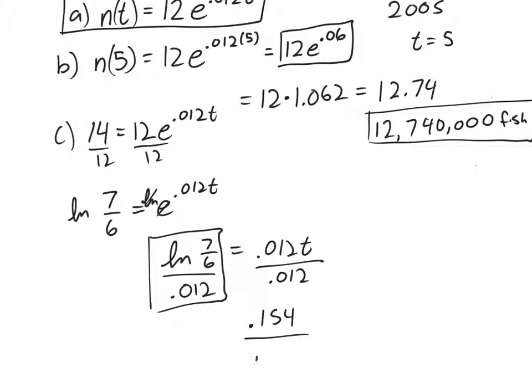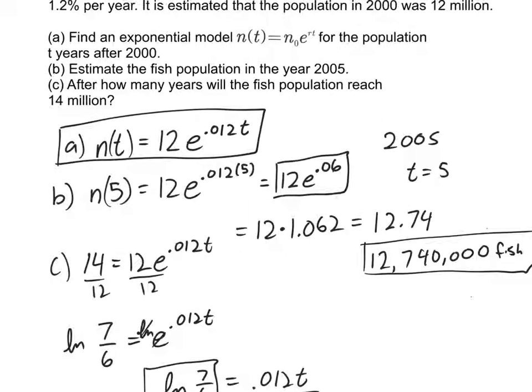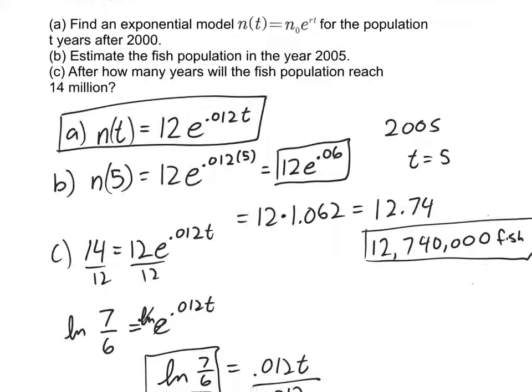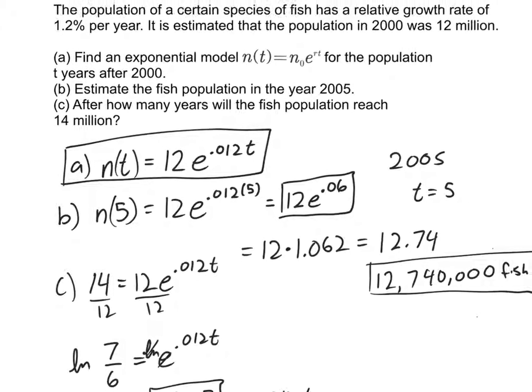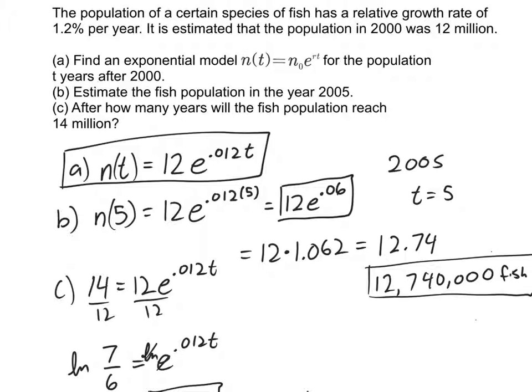So this is going to be 0.154 divided by 0.012. Stick that in your calculator, and you end up getting 12.85 years. So if I go back to what it asks, after how many years, it's going to be in 12.85 years that the population will reach 14 million.